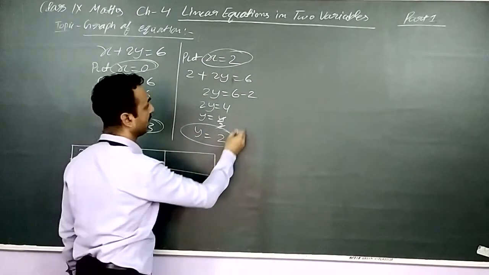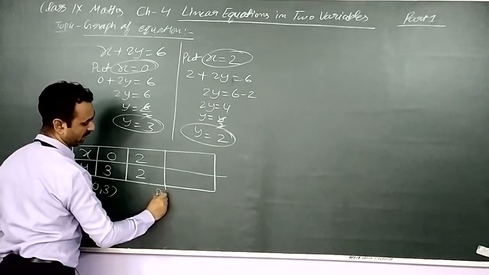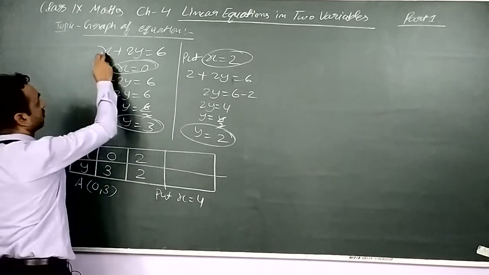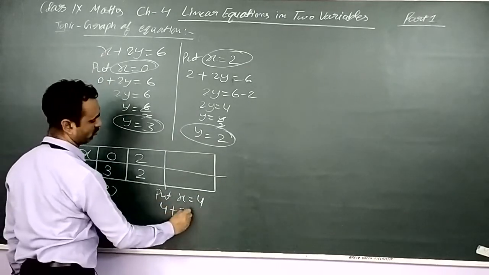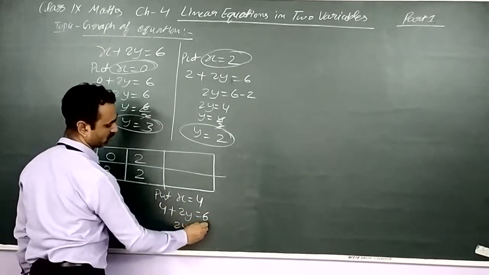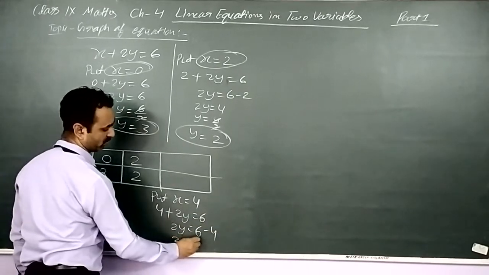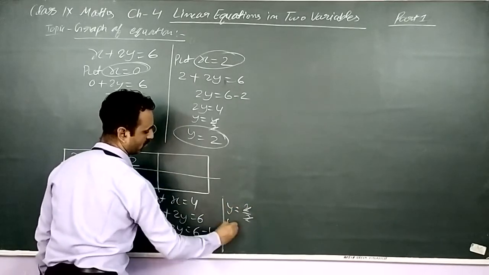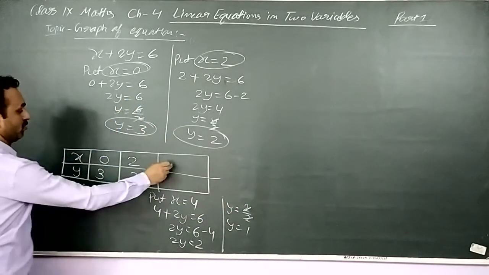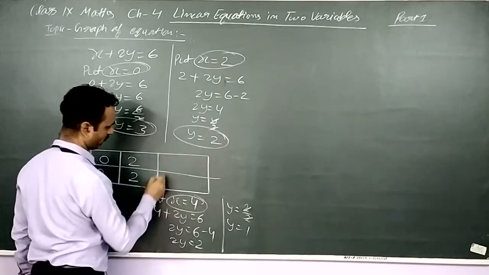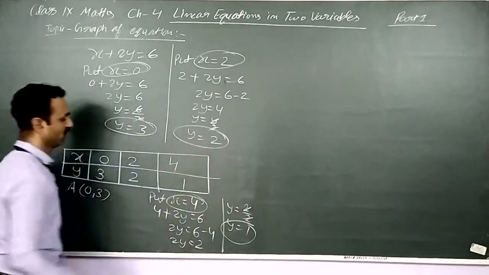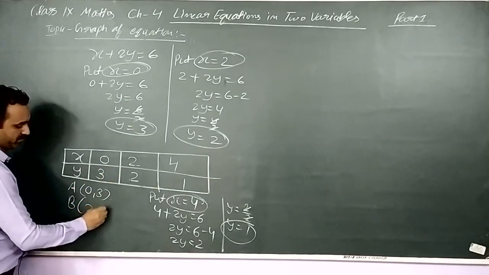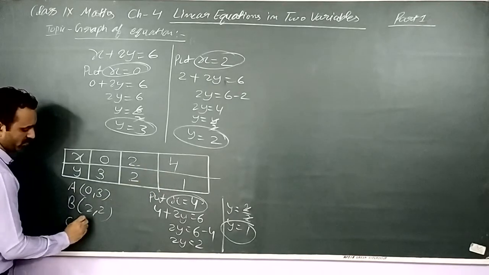Now again we find a point here. Let's say put x equals to 4. If you put x equals to 4 here, 4 plus 2y equals to 6. 2y equals to 6 minus 4. 2y equals to 2. And y equals to 2 upon 2, 1. So when you put x equals to 4, you get y equals to 1. So A point (0, 3), B point (2, 2), C point (4, 1).